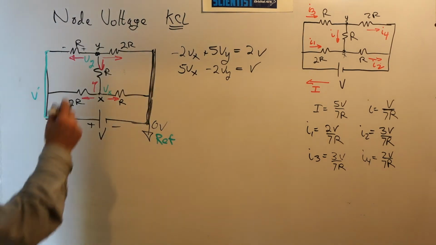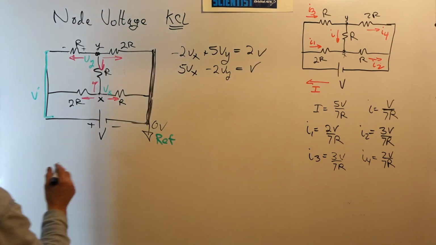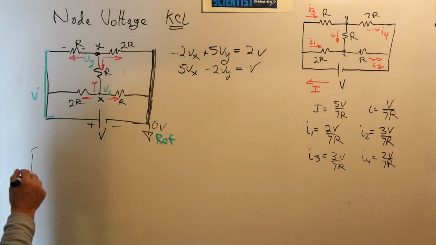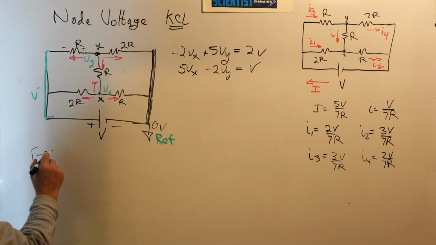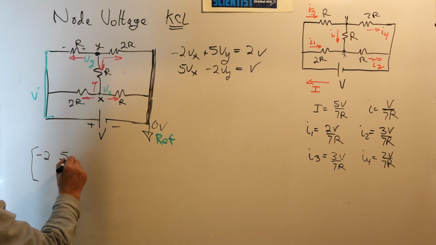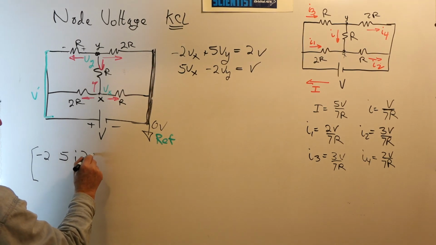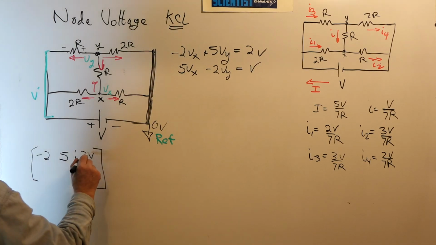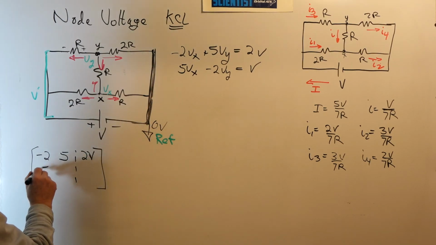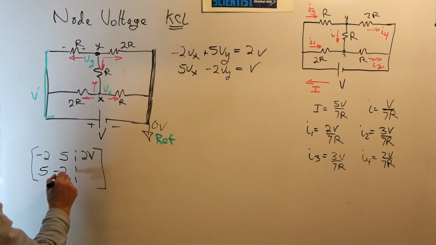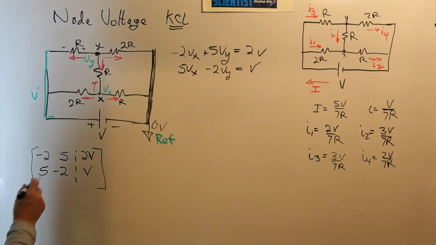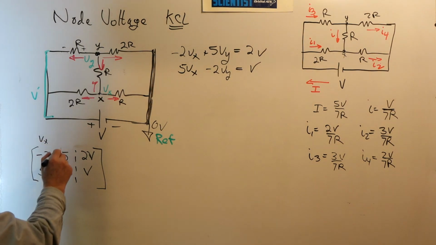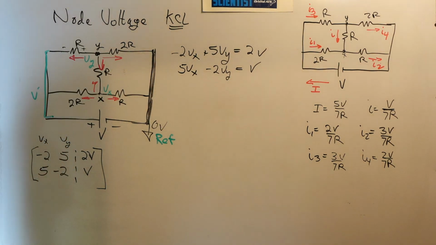So I'm going to put it in matrix form now. I can write this as an augmented matrix where I've got minus 2, 5, and then 2V, and 5, minus 2, V. This is my Vx column, this is my Vy column.